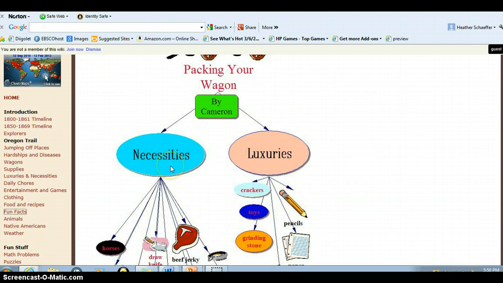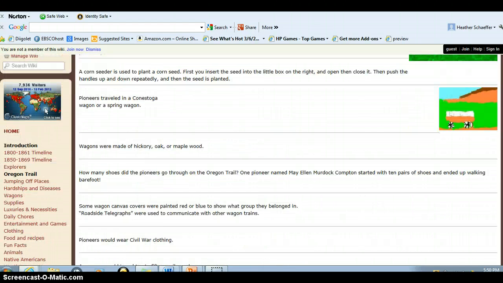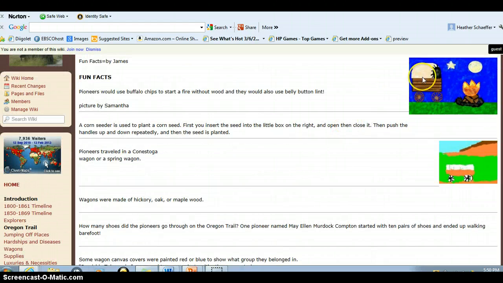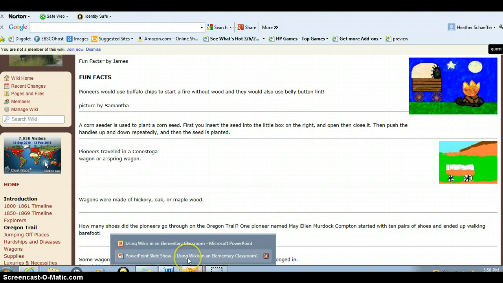Some fun facts. You can have some fun facts on here. They can upload images from the computer, images they created themselves. So there's a more content specific, I guess that could be considered a reference book with all the different branches off the one topic.